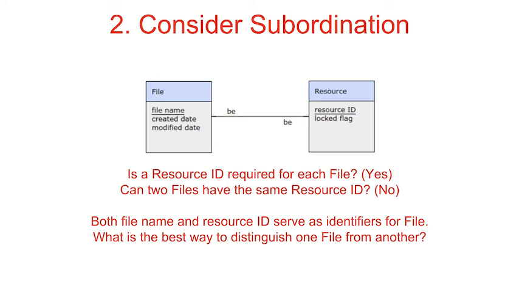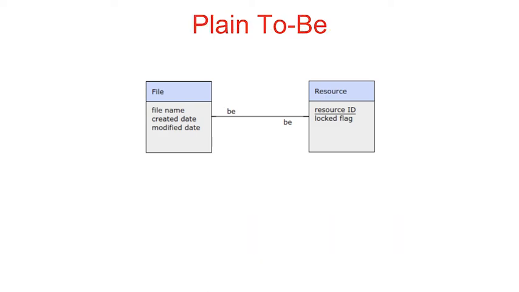The users might insist that both should be usable for identification, but they will likely choose file name or resource ID. If they do choose resource ID, then we've just found a subordinate entity, and we can change the identifier by erasing the file name and adding bar to the resource link. If we did not discover a subordinate entity, then we've confirmed that we have a plain to-be relationship, and this is the end of the flow.